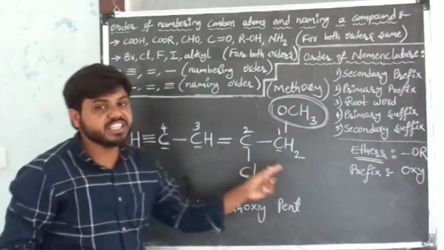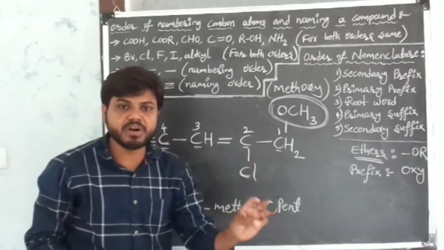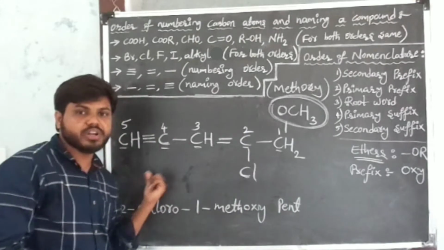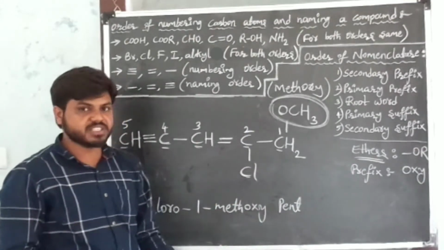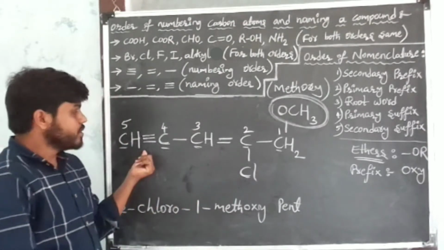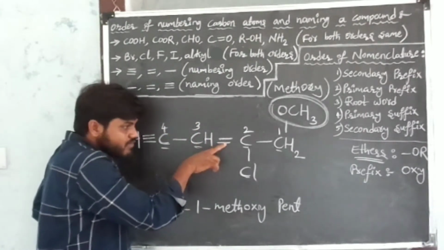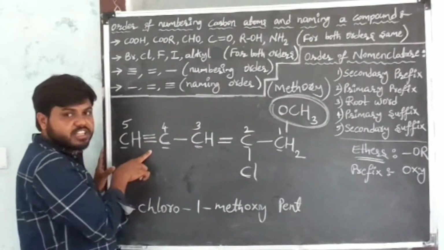Okay, no need to write single bonds because here double bond and triple bond are there. No need to write single bond suffixes when we have double bonds and triple bonds. So first write the double bond. After writing double bond, take the triple bond.